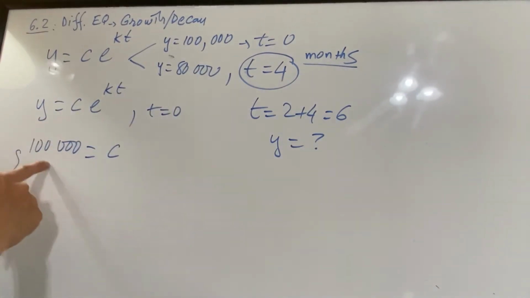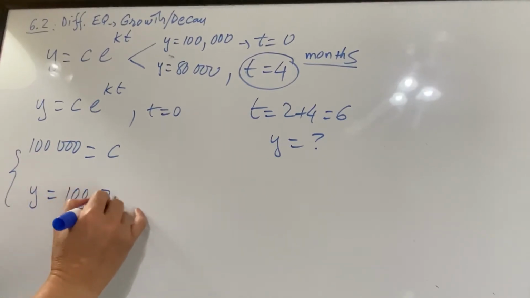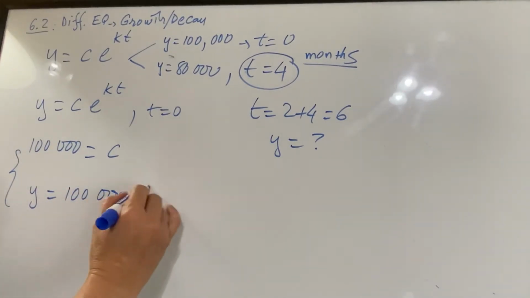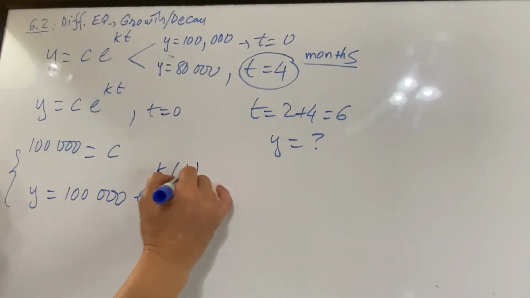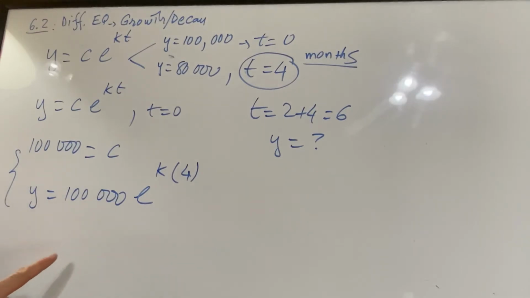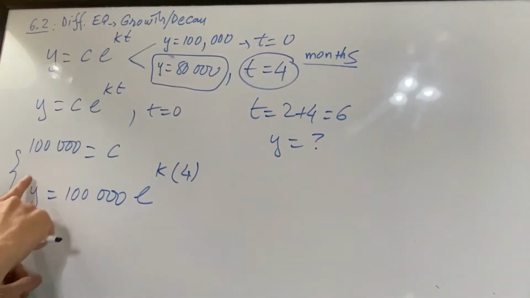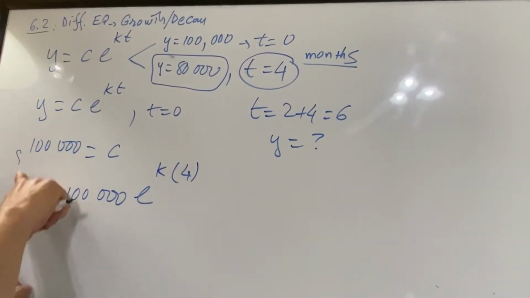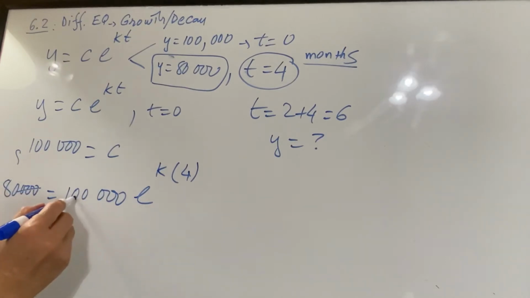Got it? Now, using this C to find K. So you got y equals C, which is 100,000, times e to the k, and what's your t? t right now is 4. Solving for this one right here. But we know that when t is 4, what is the dropping units? When t is 4, you have 80,000.